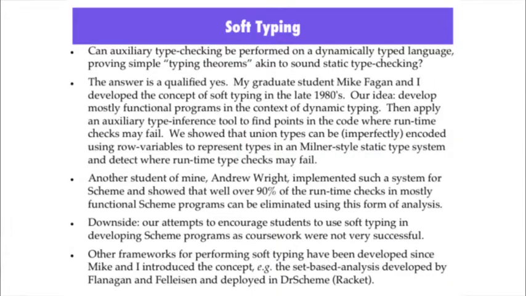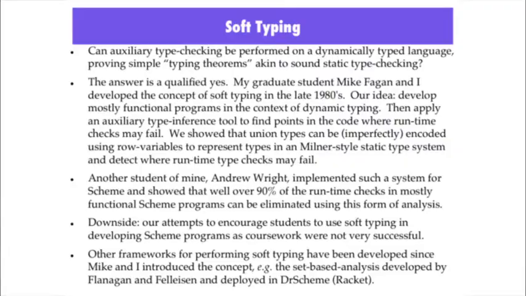And so the answer was, this was the goal. I had a very sharp graduate student, Mike Fagan, who worked with me on this. And we were able to produce a system that, in fact, did a pretty good job of inferring types for dynamically typed programs. And it actually used a version of Milner's algorithm. But you have to use a different representation for types. You use something called row variables. And the representations are reasonably complex. You can sort of think of this compound record that has a field for each different kind of type construction that's going to describe whether those values can occur in the type.